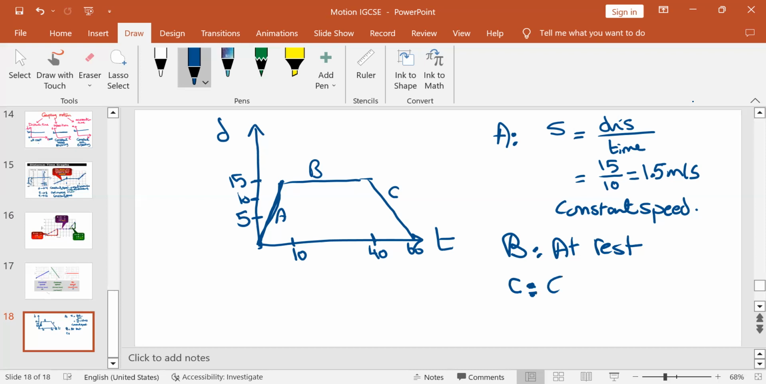It means that the object is moving with constant speed, but in the opposite direction of A. Here, if the object is moving from the starting point to a certain point, in C, the body is returning back to the original point. Okay?